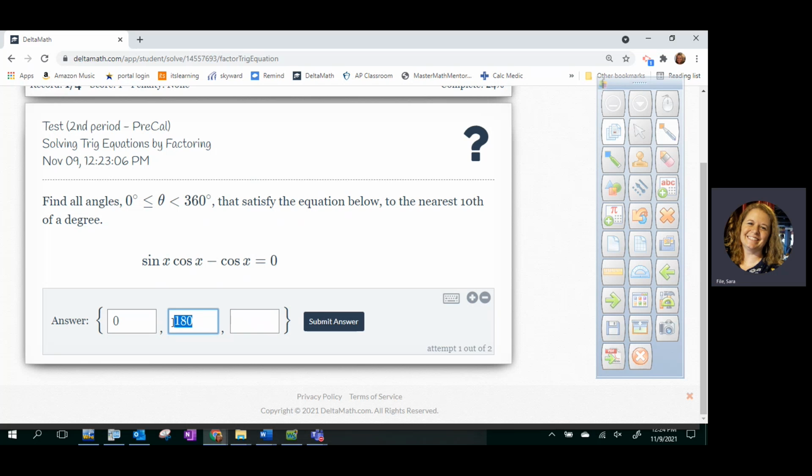Oh, it's not where sine equals 0. Sorry, it's where cosine equals 0. Cosine equals 0 at 90 and 270. And then you'd be left with sine minus 1, and you'd add the 1.